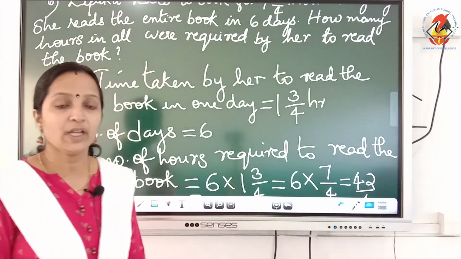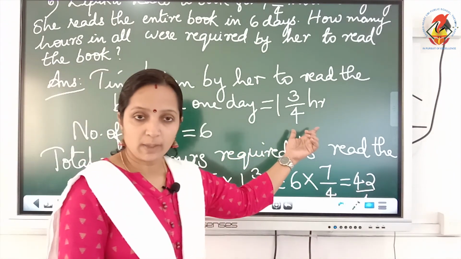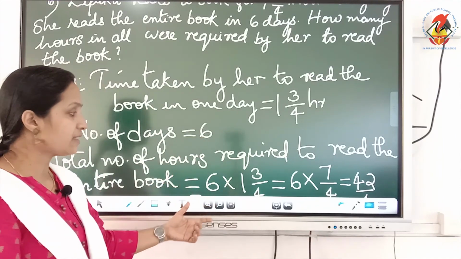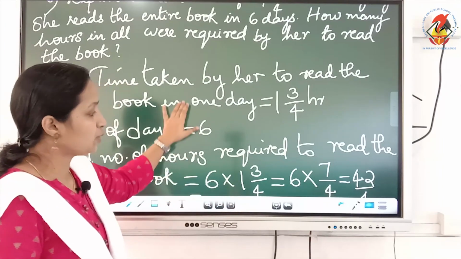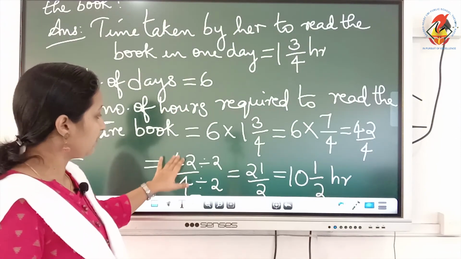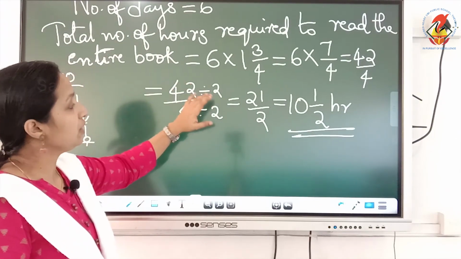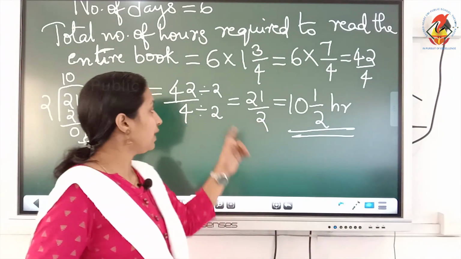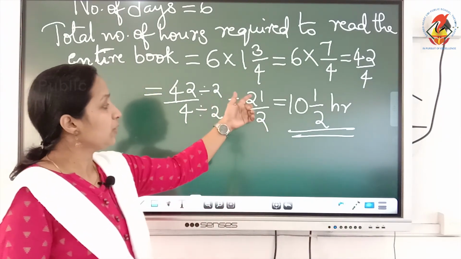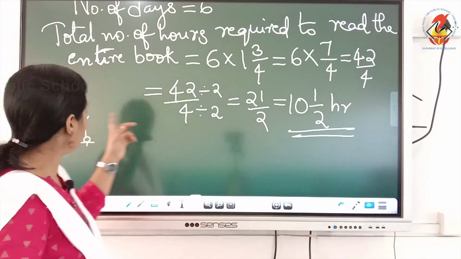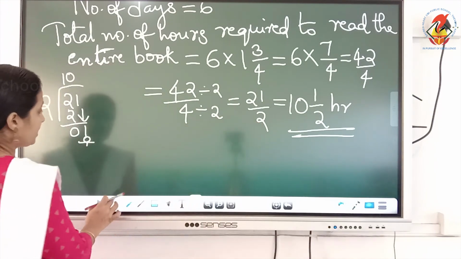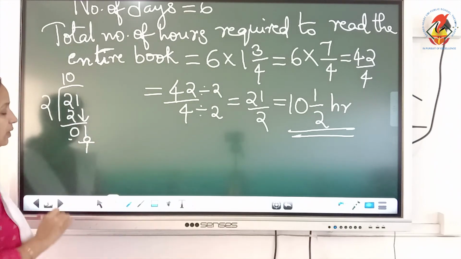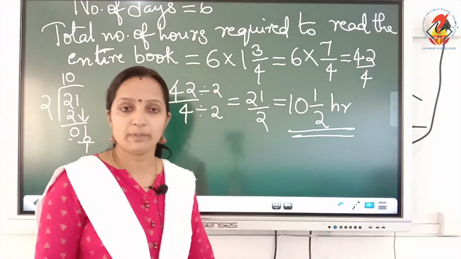So how will we find? 1 day she is taking 1 3/4 hour. So how will we find 6 days? Multiply by 6. You will get the answer 42/4. Either you do that division or you just convert it into the simplest form and then do the division. Divide by a common factor. What will you get? 21/2. Do the division and find out the mixed number. Okay children, 1 minus 0 is 1 and you will get the answer 10 1/2 hour.